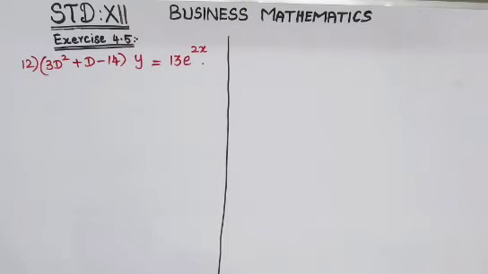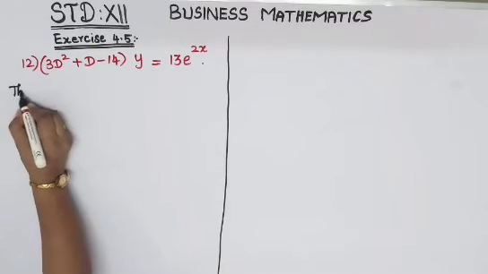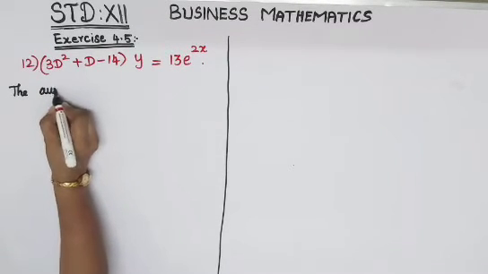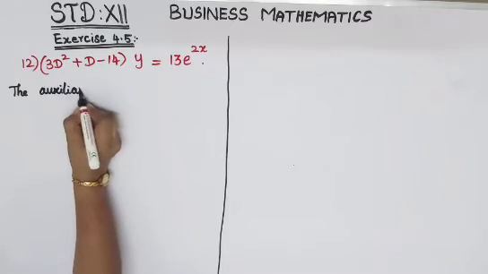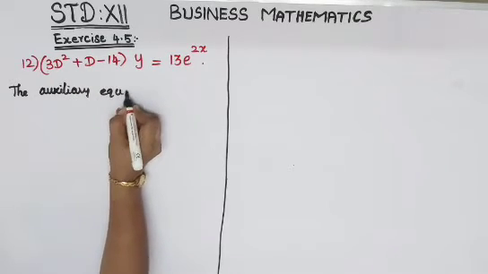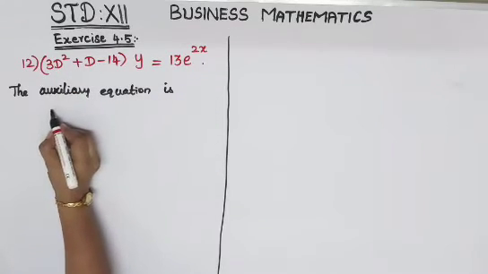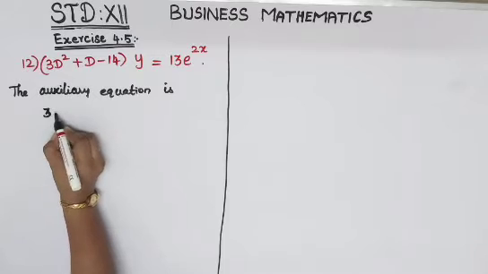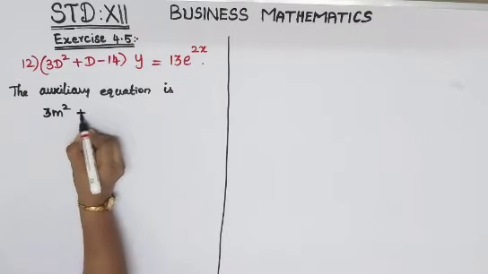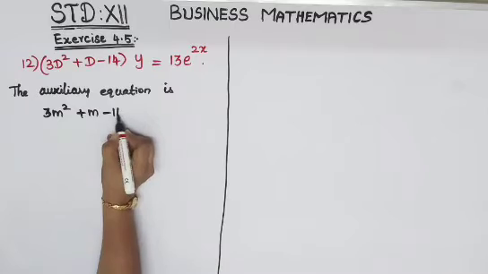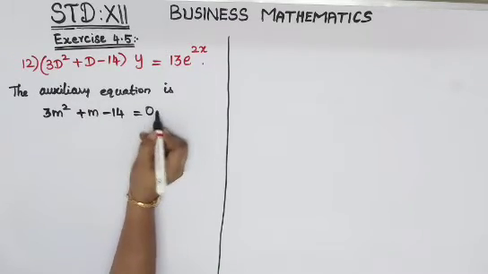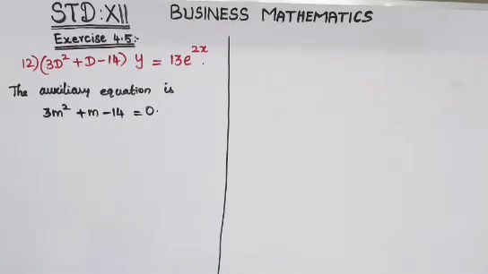12th question, 3D square plus D minus 14 into y is equal to 13 e power 2x. So straight away you can go to the auxiliary equation. The auxiliary equation is, convert your D to m. Okay, so it is 3m square plus m minus 14 is equal to 0. So this is a quadratic equation in the format of m.